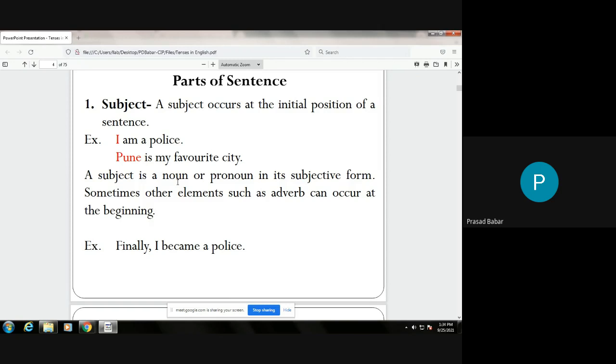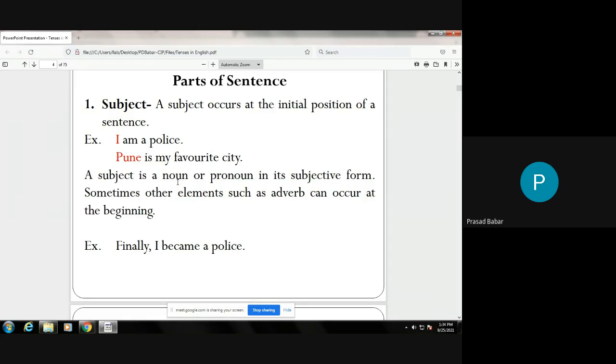The objective case of I is me. The objective case of you is as it is. You remains as it is in the objective case also. The objective case of he: he in passive voice becomes him. She becomes her. It becomes it. They becomes them. We becomes us. So this is the transformation from active to passive.